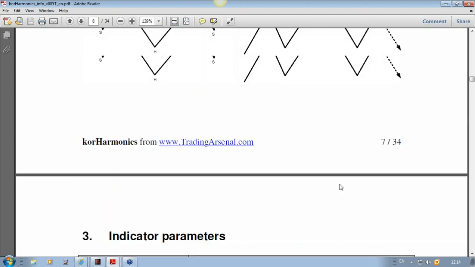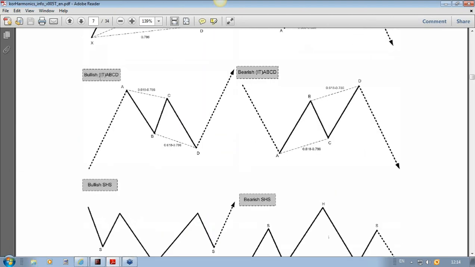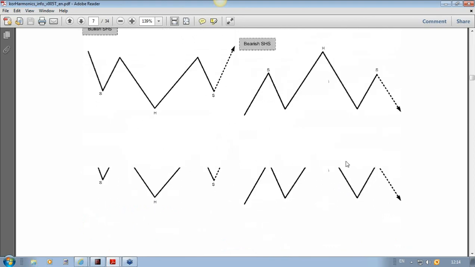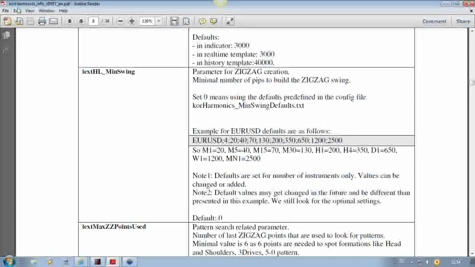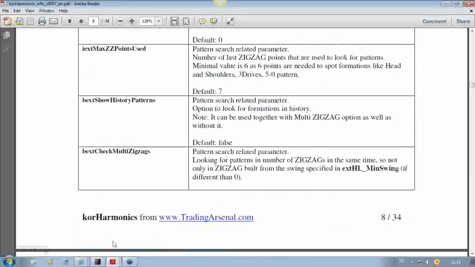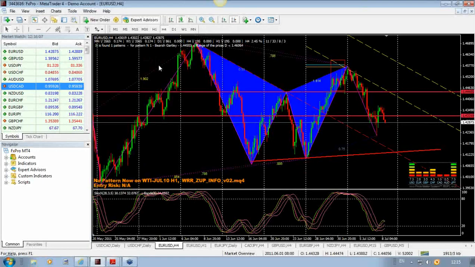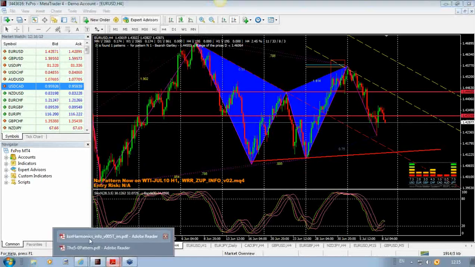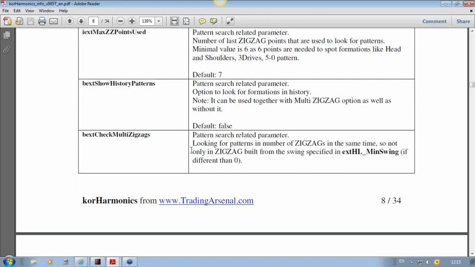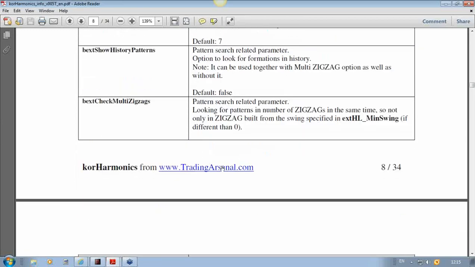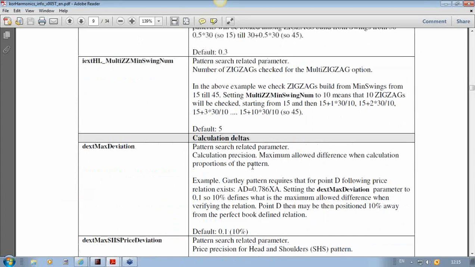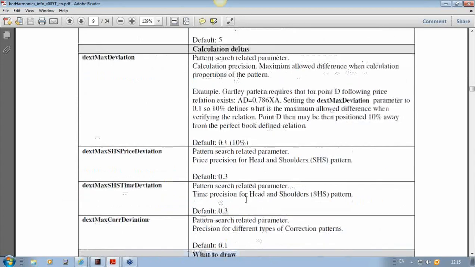By the way, if you want this book, I want to upload it to the area. There is a book based on the core harmonics indicator. I use the ZUP, version 83. I love this indicator, this template, but you can also go for core harmonic and download it. It's also free from Trading Arsenal, but they update the indicator once in a while.